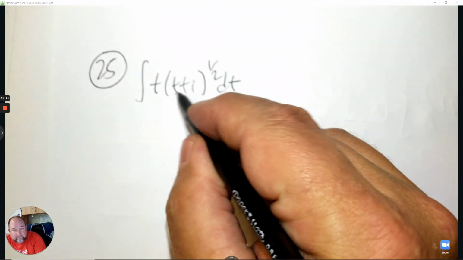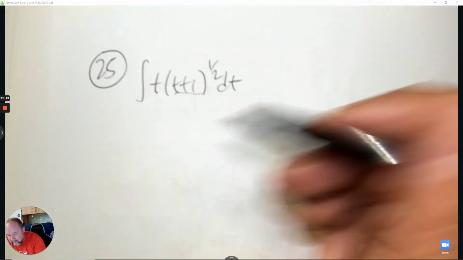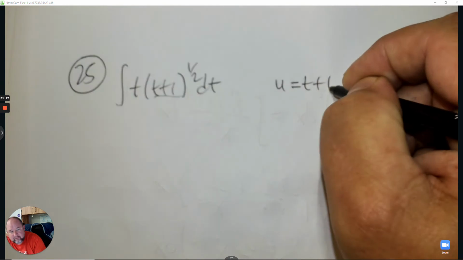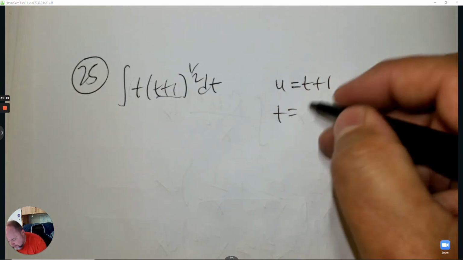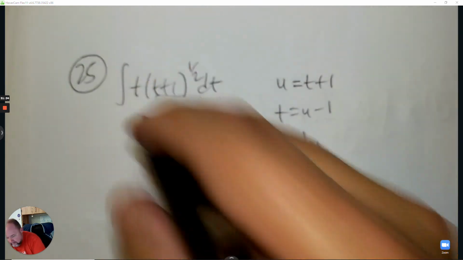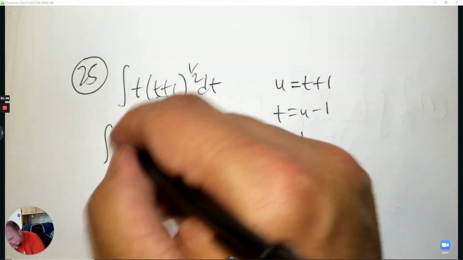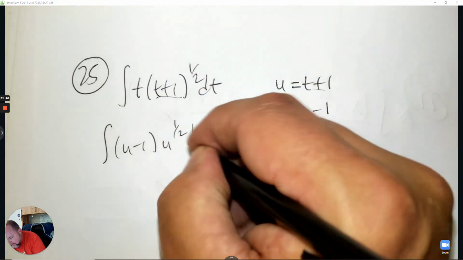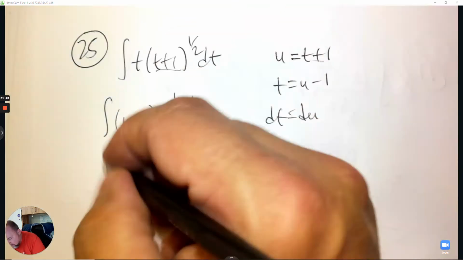The derivative of this is 1. They don't match. This is a u substitution question. So u is t plus 1. T is u minus 1, and dt is equal to du. There's a start. Take out t, put in u minus 1. Take out t plus 1, put in u. And dt is du. And then distribute.